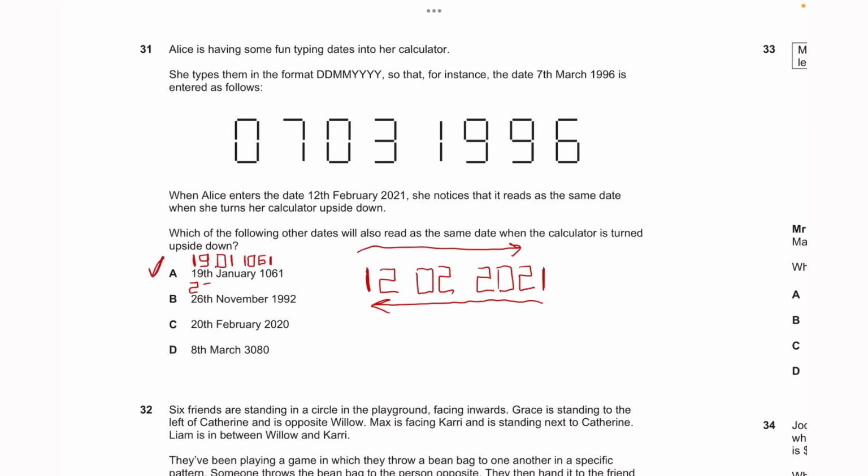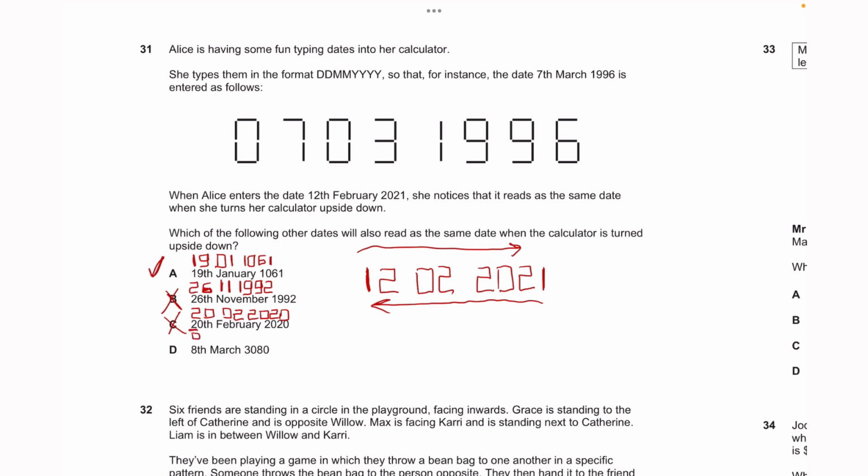So we've got 2, 6, 6, 1, 1, 1, 9, 9, 2. And if you have a look, it starts to work. 2, 6 works, but 6, 1, that doesn't work, okay? It doesn't create the 1, 1, so it can't be B. So let's try the next one, 20th of February. So 2, 0, 0, 2, 2, 0, 2, 0. And we can immediately see it doesn't work because it starts with a 0, but we're meant to start with a 2, so it can't be C.